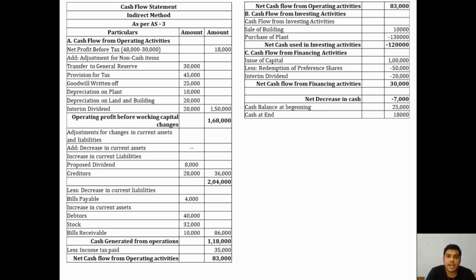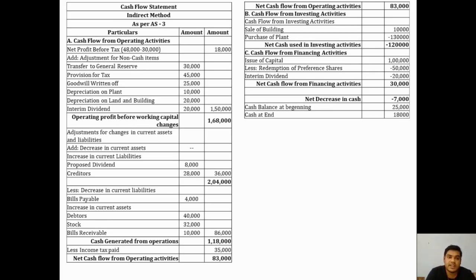The heading goes as cash flow statement, indirect method, as per AS 3. So the format is particulars and amount. One is for the inner column, another is for the outer column. First let us begin with heading A. A stands for cash flow from operating activities. First we have to consider net profit before tax. That is, from closing profit and loss, if we subtract opening profit and loss, then we will get net profit or net loss. In this situation we are receiving net profit, so I have written net profit before tax, that is 18,000.